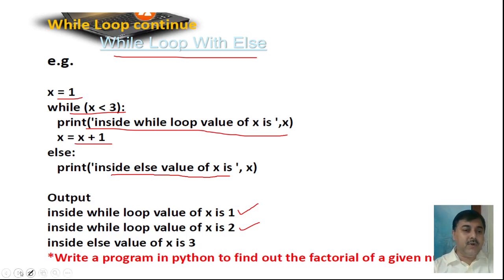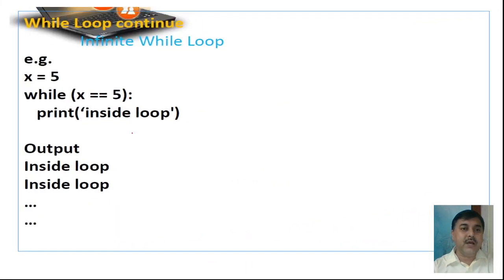Let us see what the next thing is. See, infinite loop. Infinite loop means a loop which has no ending. If the loop starts running from here, it will run and run and run, and there is no end to it. So x equals 5, while x equals 5, print inside the loop. Now how many times will it print? You can ask, sir, how many times will it run? It will run as long as x is 5. So x is always 5, so as long as x is 5, what will it do?